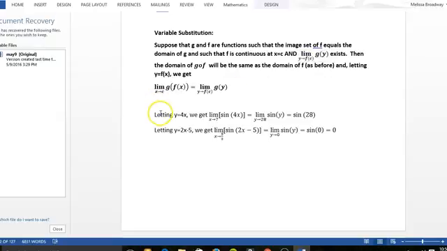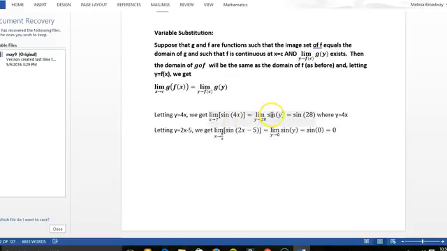Okay, here's an example. Let y equal 4x. We get the limit as x goes to 7 of the sine of 4x equals the limit as y goes to 28 of the sine of y, which equals the sine of 28. And now I need to qualify something, guys, where we're letting y equal 4x, and I should have put that there, and I apologize for that.